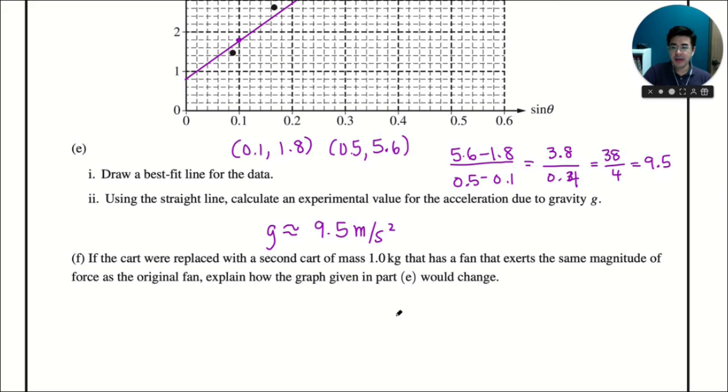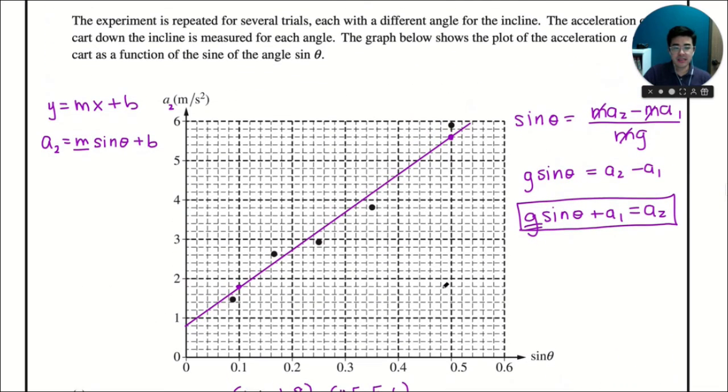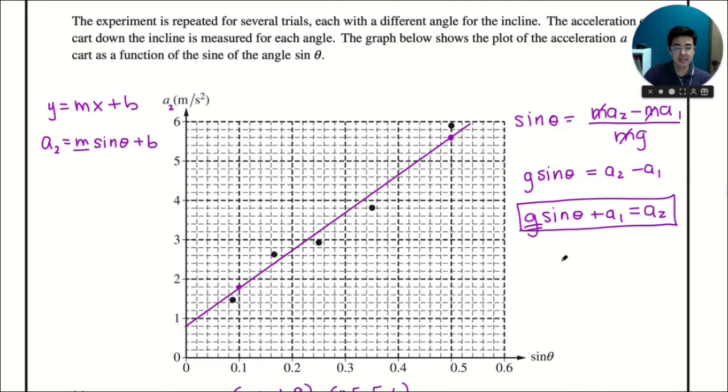And then part F. Part F says, if the cart were replaced with a second cart of mass 1 kilogram that has a fan that exerts the same magnitude of force as the original fan, explain how the graph given in part E would change. So I'm going to take this thing again. Okay, so that's my equation.